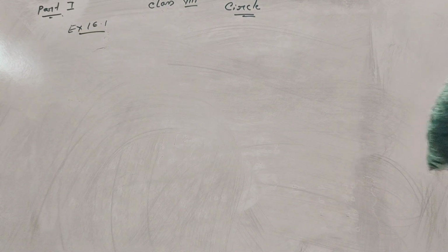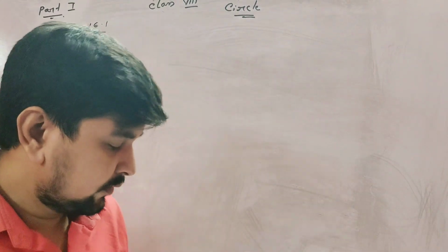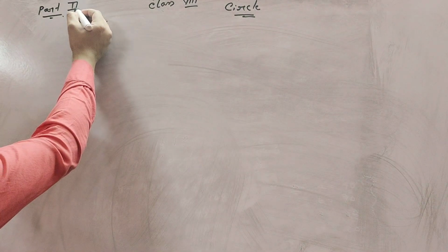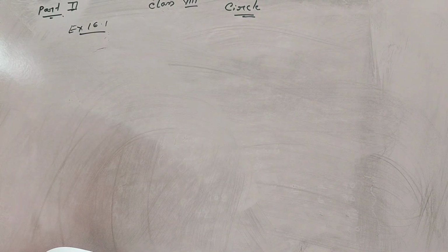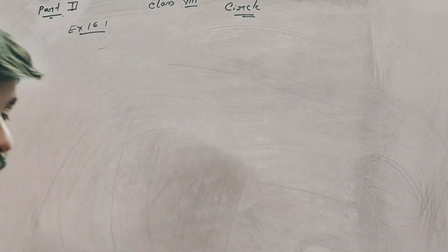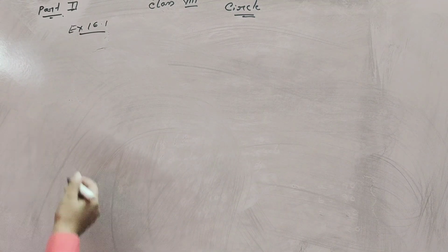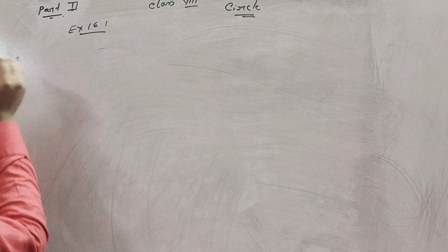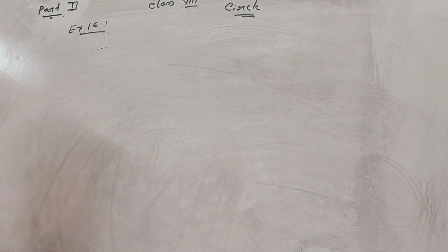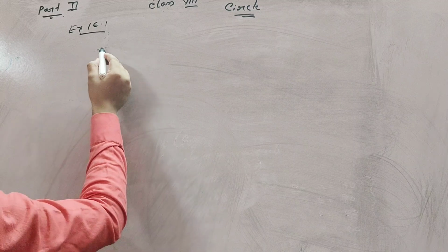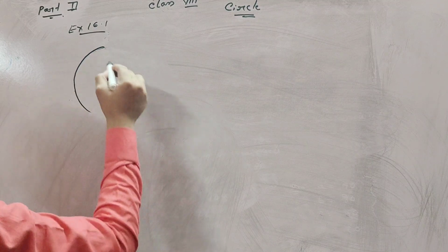Okay, good morning class 8. This is your part 2 video from chapter circle exercise 16.1, and today we start from question 1e, because in the last class we did up to question number 1c. So first of all, we draw a diagram.